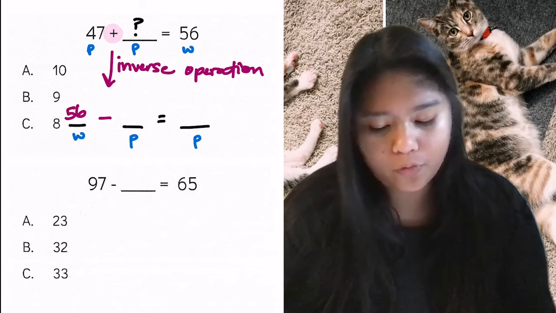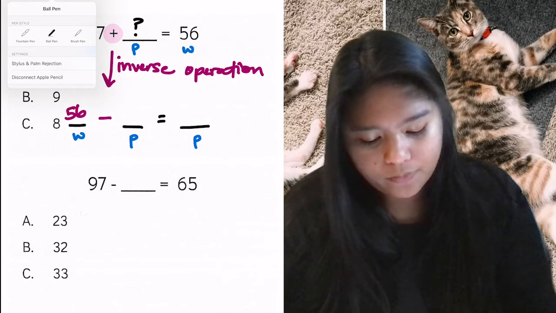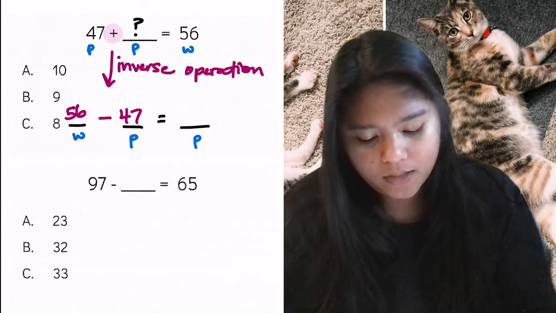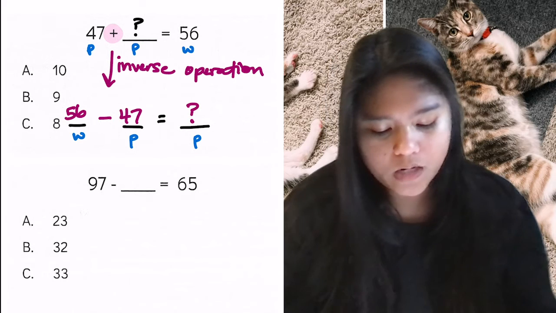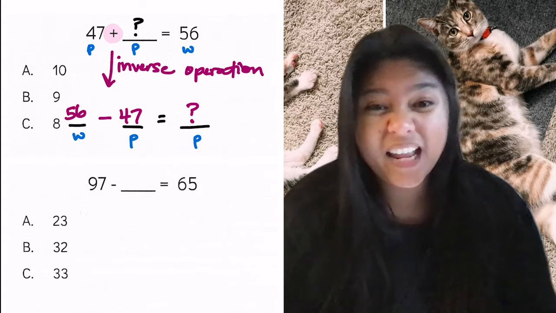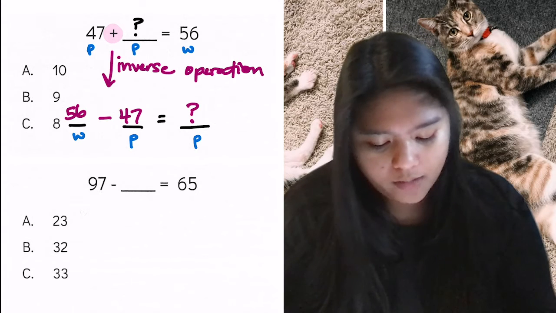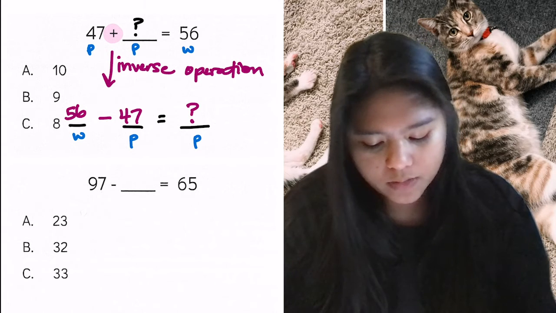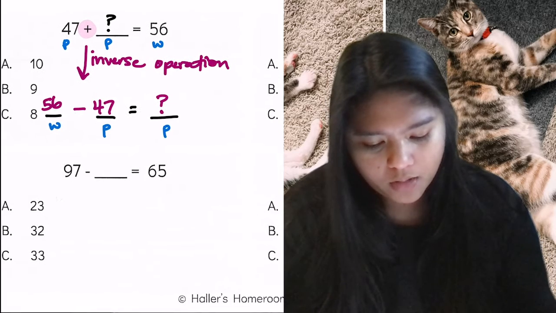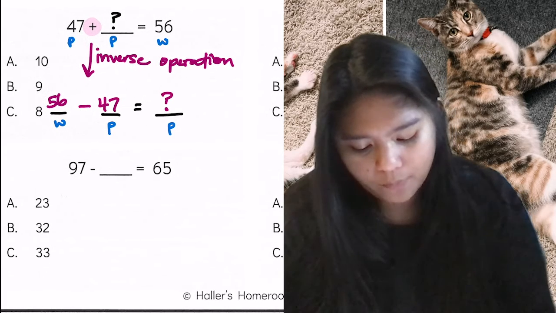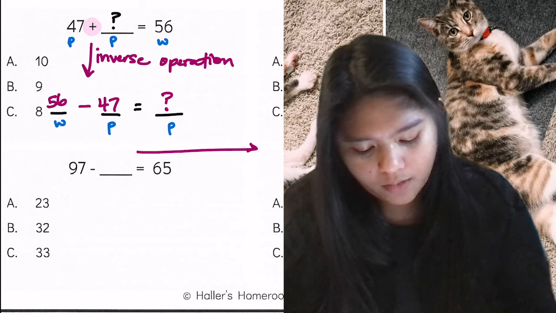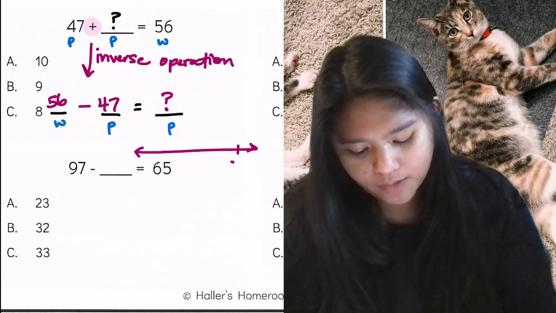Okay, so I'm going to put my 47 right over here. Okay, and that must mean it equals my other part, which is my unknown. And we could totally solve 56 minus 47 equals our question mark, okay? It's our normal subtraction problem. So let's go ahead and solve that. I'm going to just go out just a little bit. Okay, so I'm going to actually use a number line. Okay, so then I could put 56 right over here.